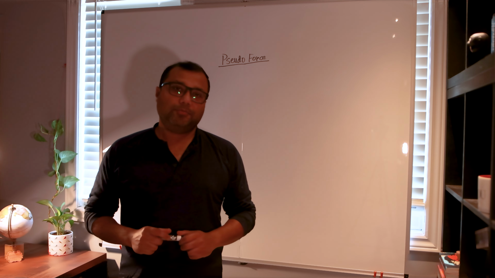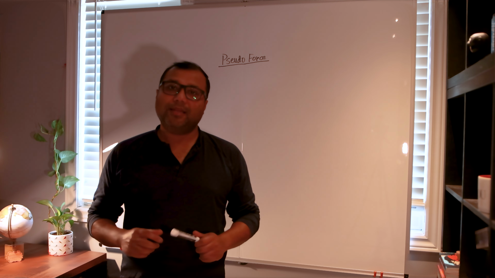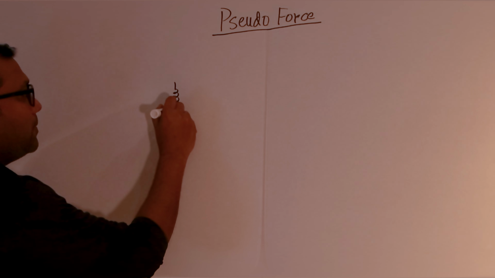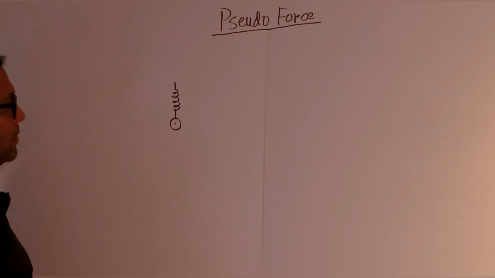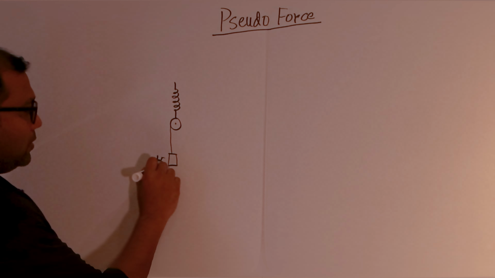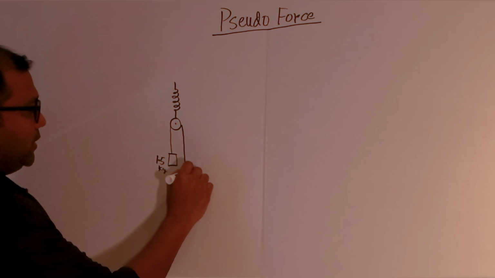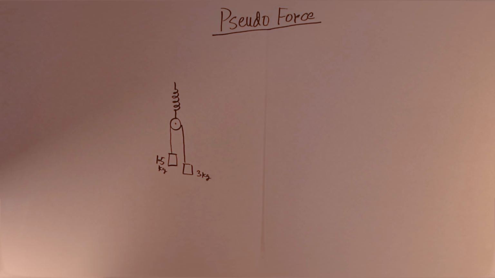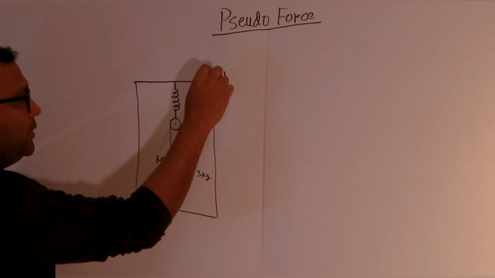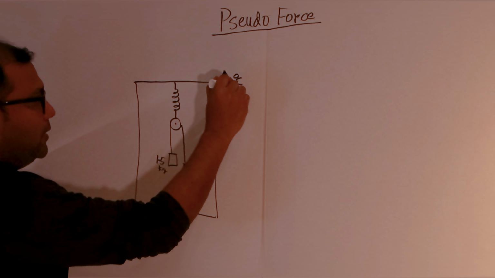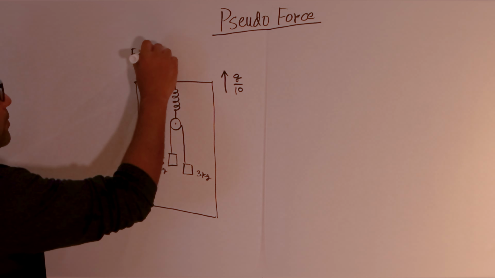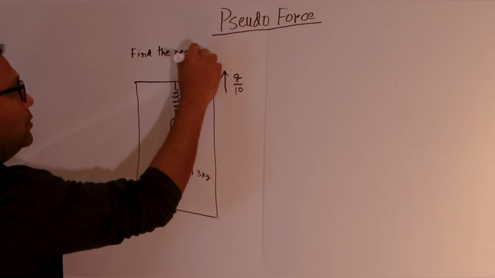Okay. Now let's look at another problem where we will deal with a non-inertial frame and see how we can apply the pseudo forces to solve it easily. So let's suppose there is a spring balance, connected to a massless pulley, and on one side of the massless pulley we have a 1.5 kg mass hanging, and on the other side we have a 3 kg mass hanging. Now let us put all of this inside an elevator, and the elevator is going up with an acceleration of g by 10. The problem is to find the reading on the spring balance.